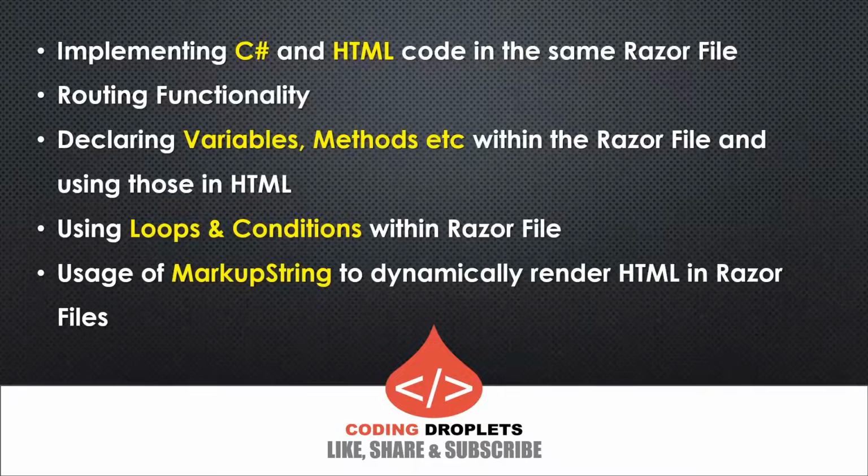So in this video, we have covered some basics of Blazor development. We have covered implementing C# and HTML code in the same Blazor file, then routing functionality, then declaring variables, methods, etc. within the Blazor file and using those in HTML, then using loops and conditions within Blazor file, and usage of markup string to dynamically render HTML in Blazor files.